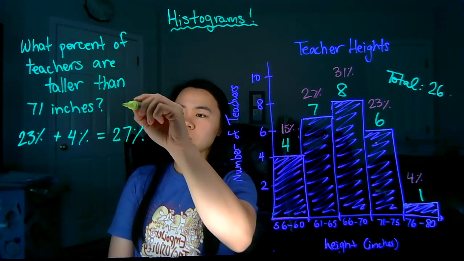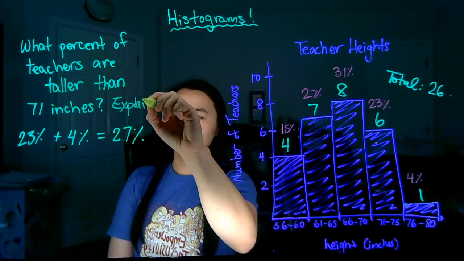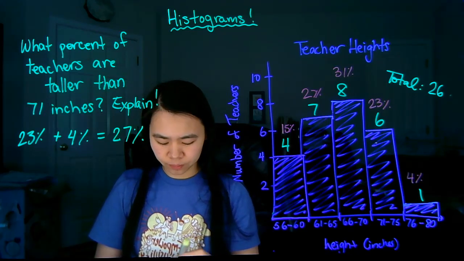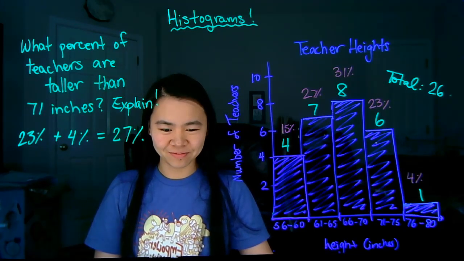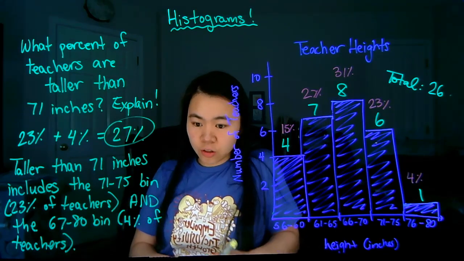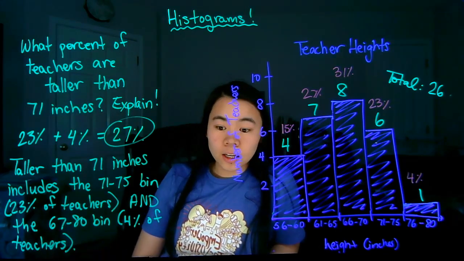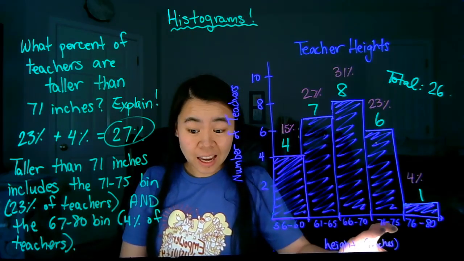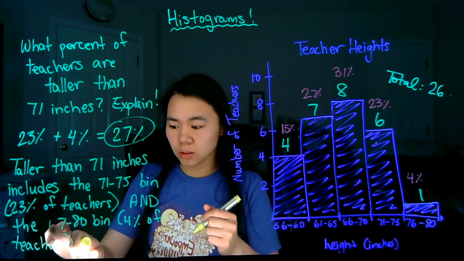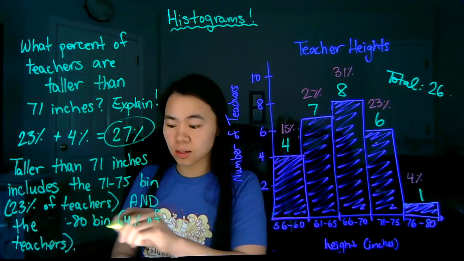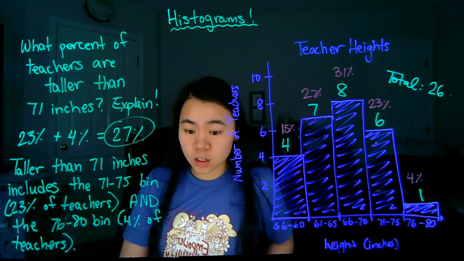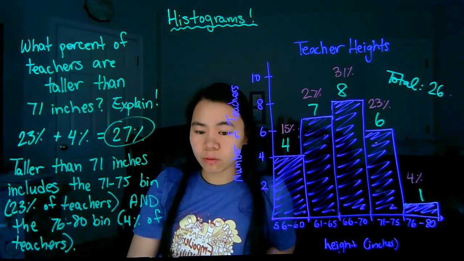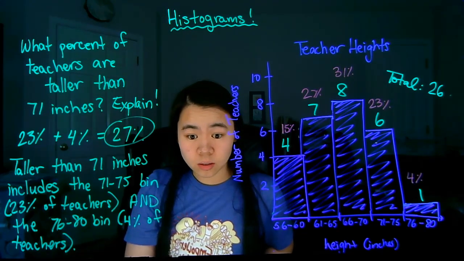Okay, what if it asks you to explain? Explain it. How'd you get that? I would say, hold on, I'm going to write it. Okay, how's this explanation? Taller than 71 inches includes the 71 to 75 bin, which is 23% of teachers, and the 76 to 80 bin, which is 4% of teachers. Okay, so that would be an explanation on how I knew that 27% of teachers are taller than 71 inches.